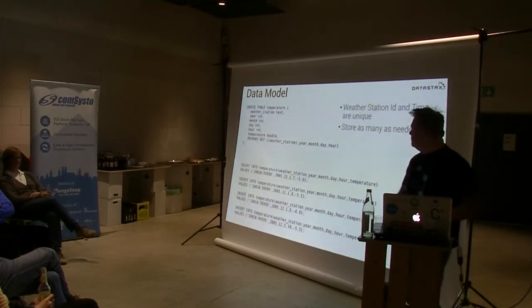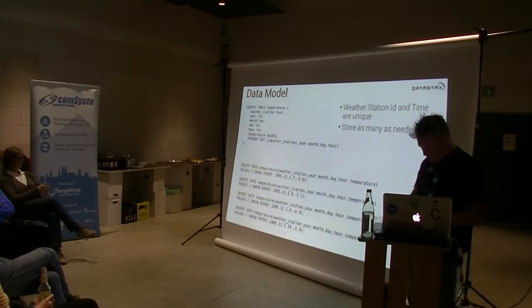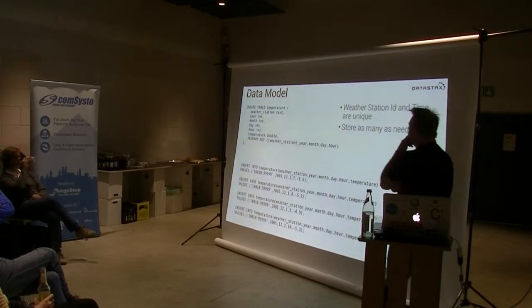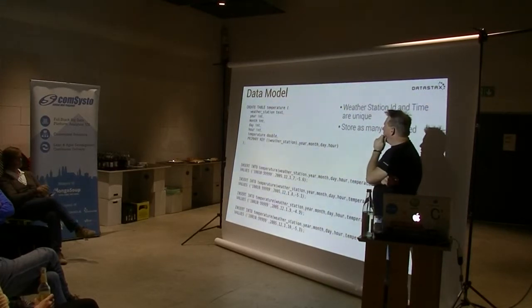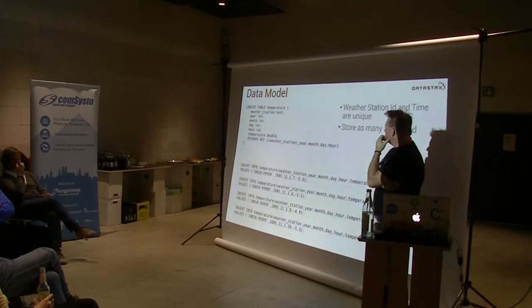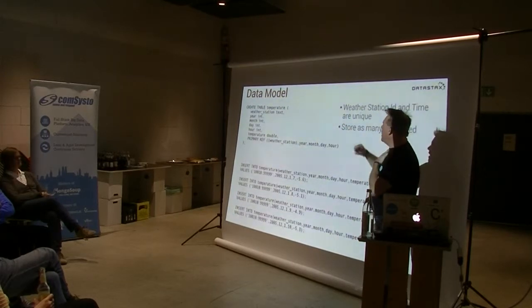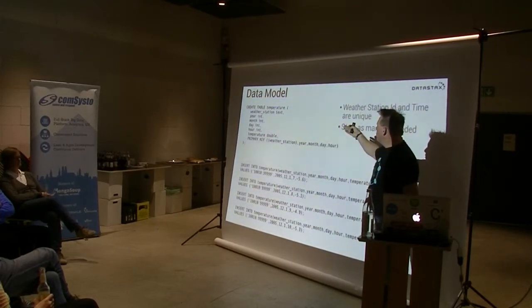It is one table that I'm going to put up here. My data model has this table called temperature. And it's pretty simple. There's a weather station, and there are 4 components for the time: year, month, day, and hour.